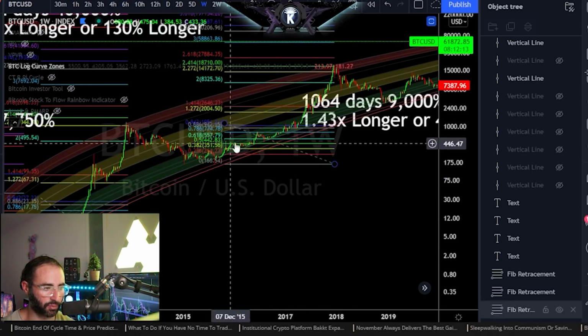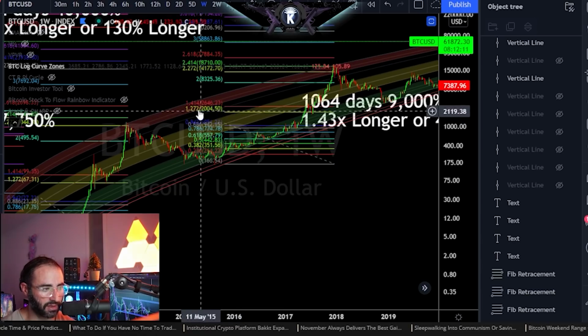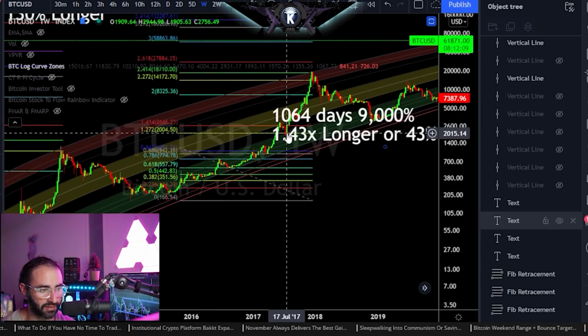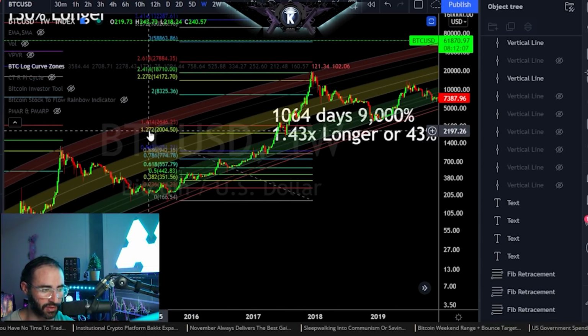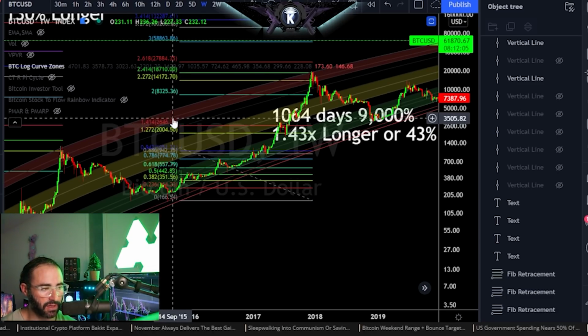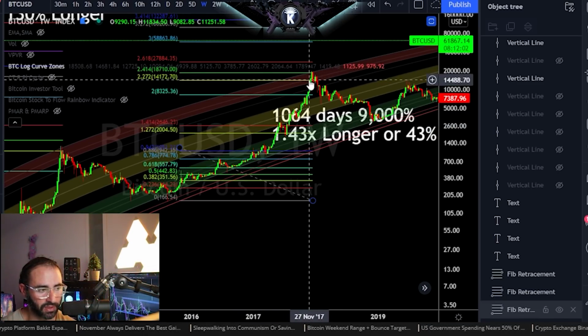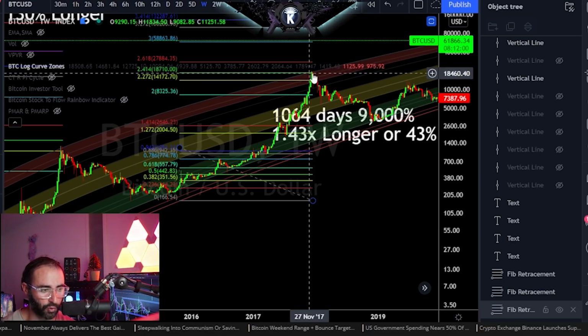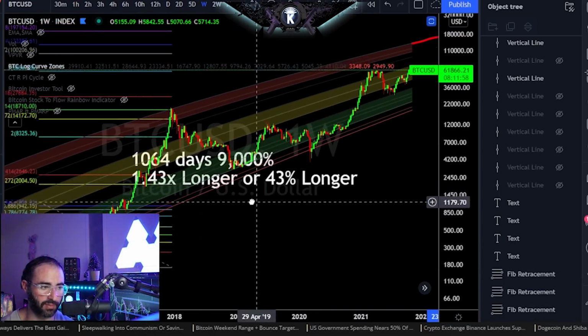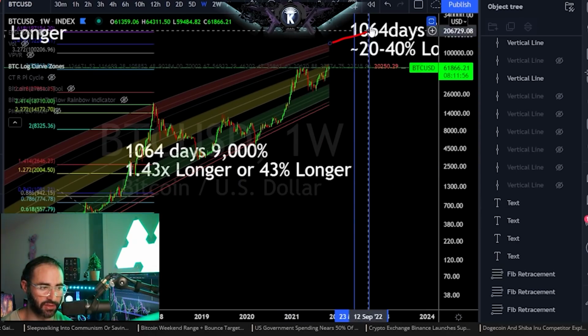Let's go into the next one for this macro cycle base. And yet again, our mid-cycle basing was right here at the 1.272, between there and the 1.414. And where do we find our highs? Between the 2.272 and the 2.414. Okay, let's do the same thing for our current cycle and see if that matches up with any of these targets over here.